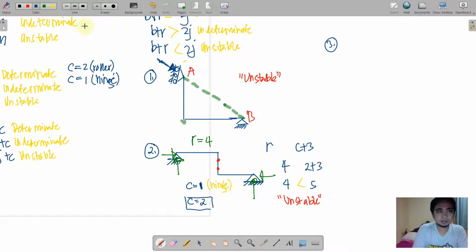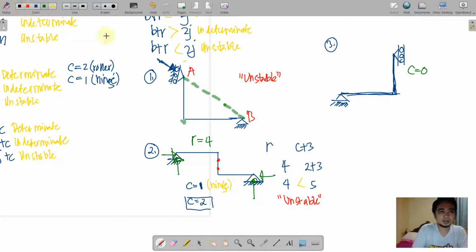Okay, number 3. So for number 3, let us consider here this horizontal beam connected to a vertical member here, so the connection is rigid. Okay, say we have here a pin connection, and here we have a roller type. Okay, so we do not have any C here, therefore we'll just have to note that C is equal to 0 because we do not have any internal reactions there, so we do not have any internal coefficient.